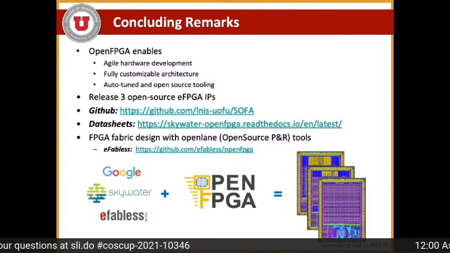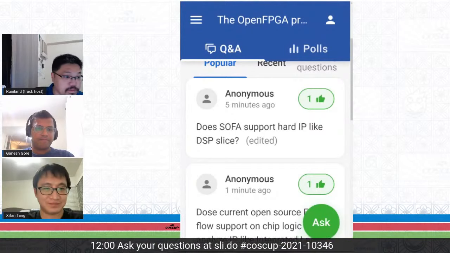Hello. Welcome back, and we are doing the Q&A on Slido. And here's the questions. The first one: does SOFA support hard IP like DSP slice?